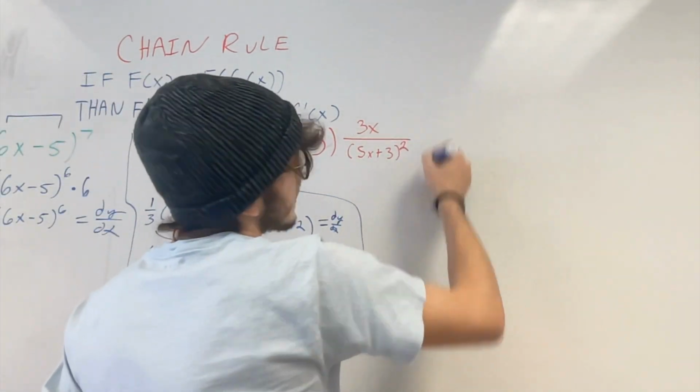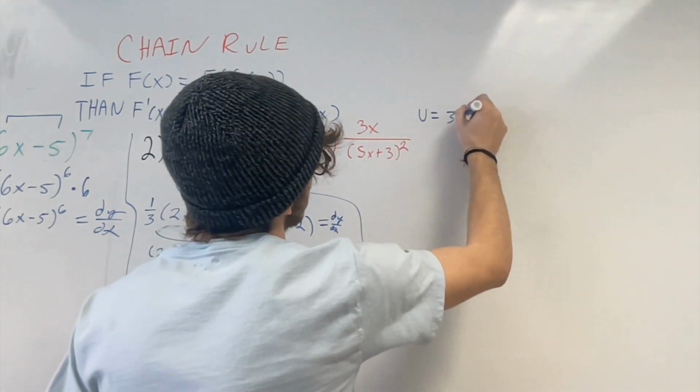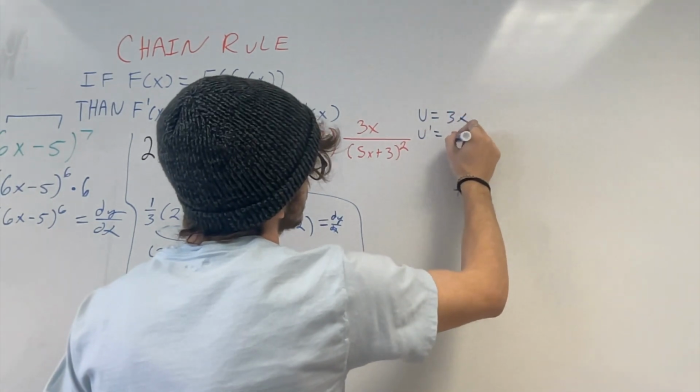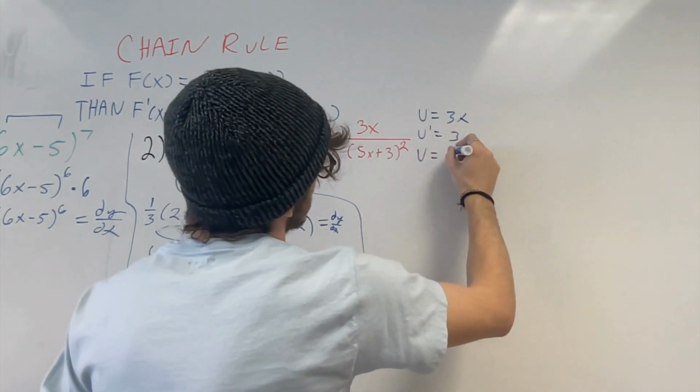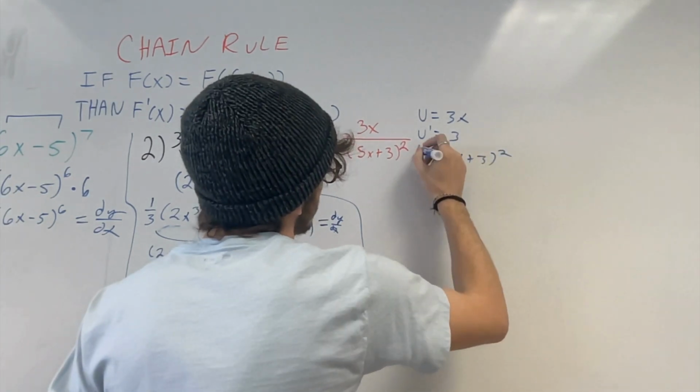So let's actually just define our variables using what we learned last video. We know that u is 3x, and that means u prime is 3. V we said is (5x plus 3) squared, and let me define that v a little better.